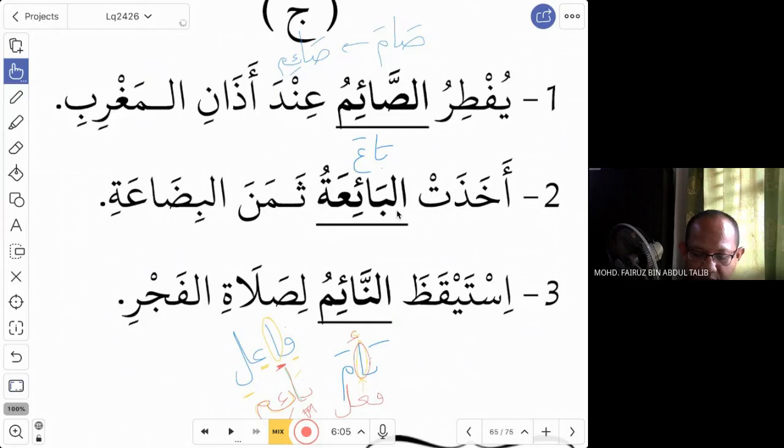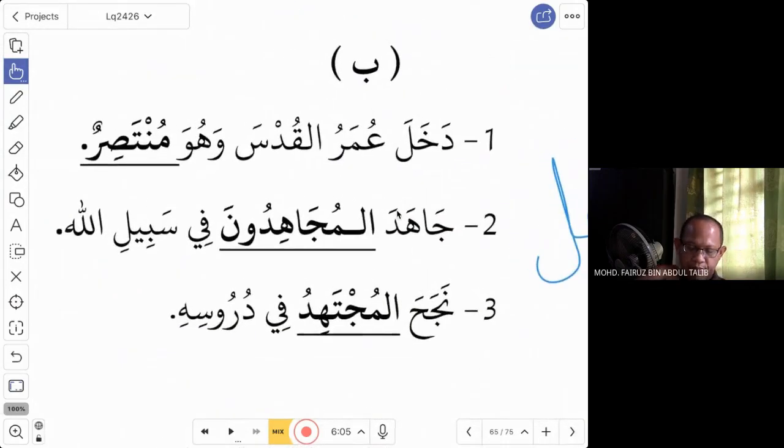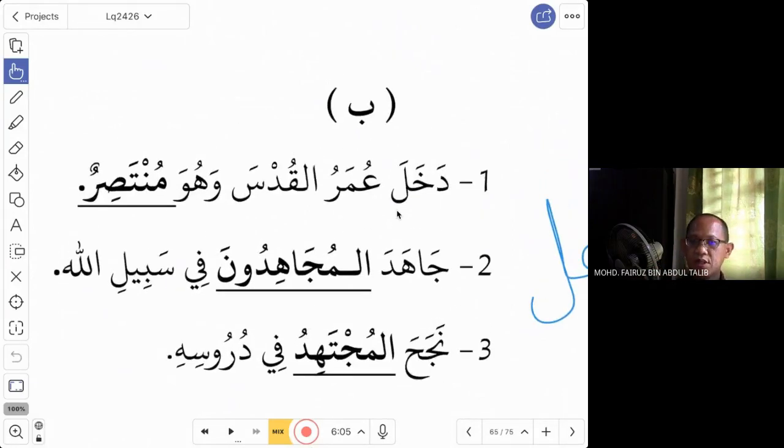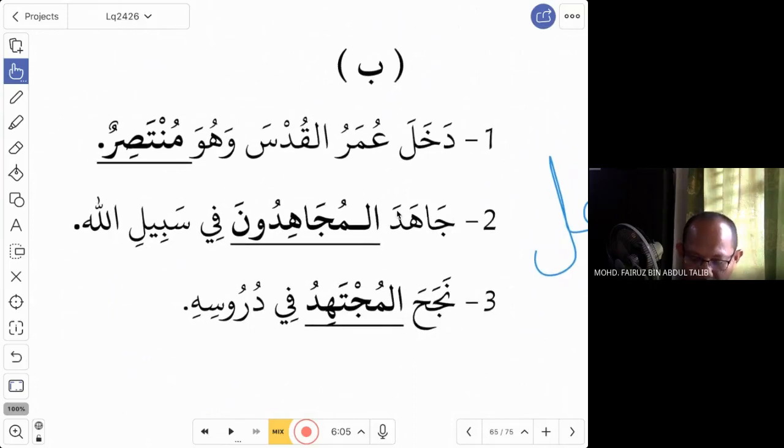Okay, now we go to the last group, which is ba. Here we have a different wazan. Here we don't use fa'il anymore. Why? Because the fi'il is more than 3 letters. If the fi'il is not a 3-letter fi'il, if it is a 4-letter, 5-letter, or 6-letter fi'il, then the wazan is no longer fa'il. We have to use another rule to form an isim fa'il. So let us look at the words again, and then we will go to the qa'idah.